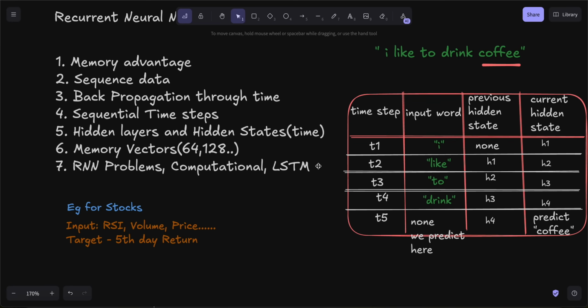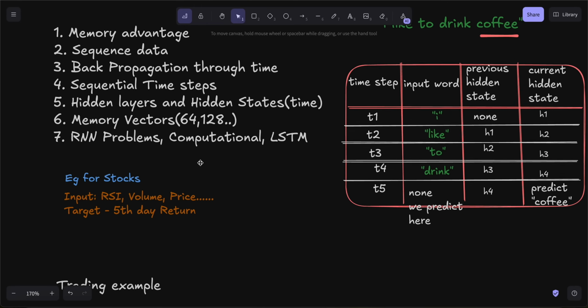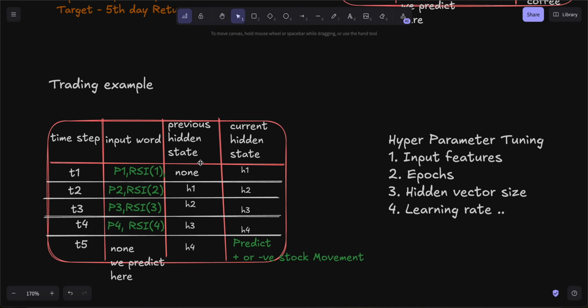In this specific strategy, we created 64 as the memory vector. We can also decide on how big the memory vectors are. We can create more complicated memory vectors, like from 64 to 128 to 256. In the strategy, we use 64, so it's much faster to train the model. And then we can do lots of hyperparameter tuning. We can change the input features. We can change the epochs, that's the number of iterations that the model uses to train.